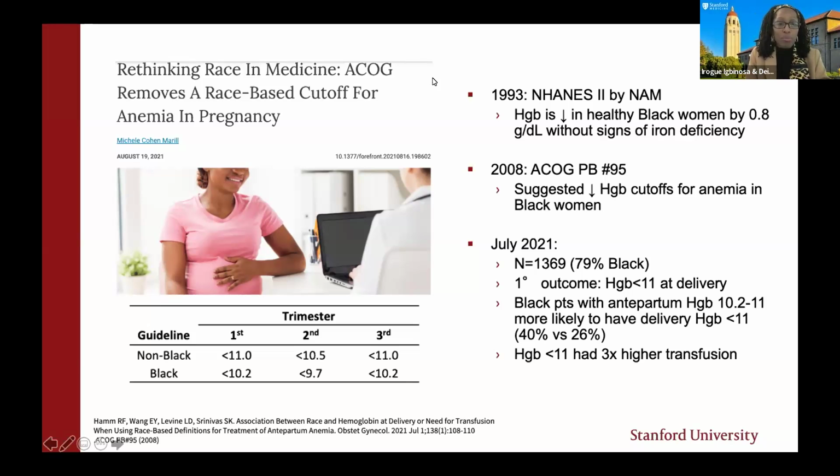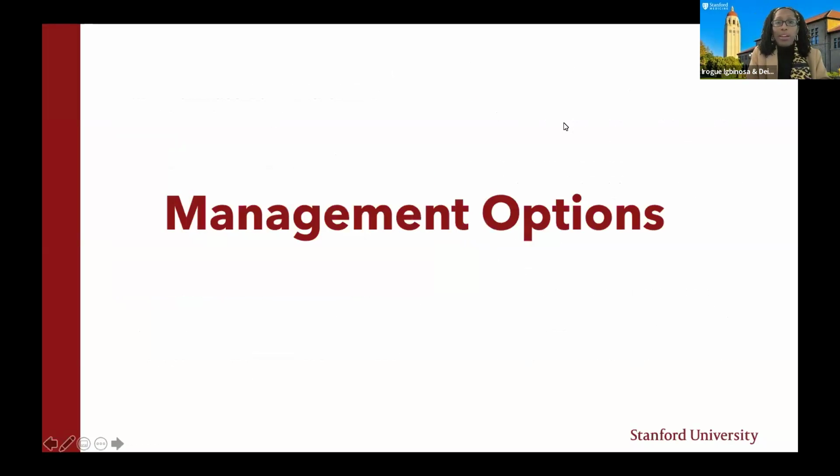And so this was recently modified in 2021. And then I will turn it over to Dr. Lau, who will talk about the management options.